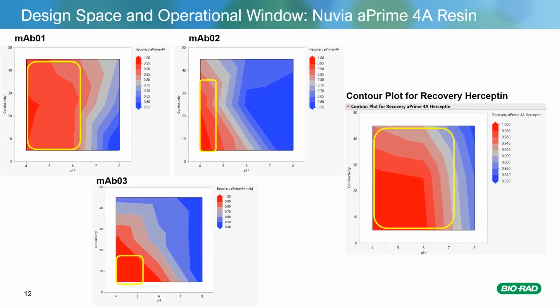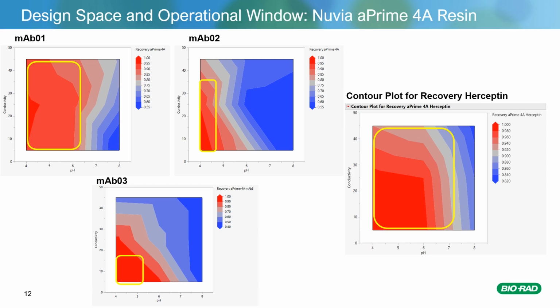Here are contour plots for the yield response for Nuvia aPrime 4A. The red color shows higher values, blue indicates low values. We can see that the provisional optimal operational windows, yellow boxes, cover different ranges for different mAbs.